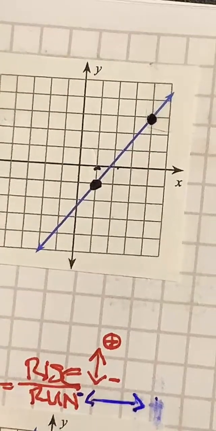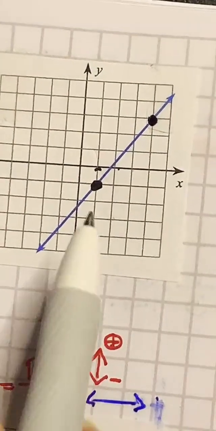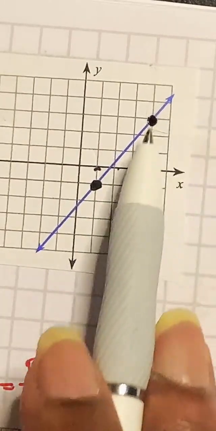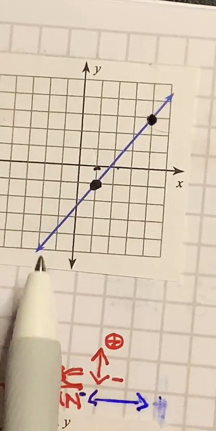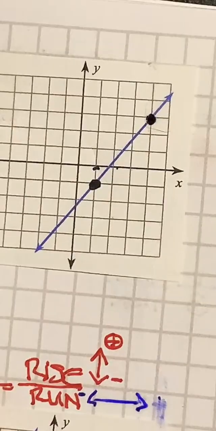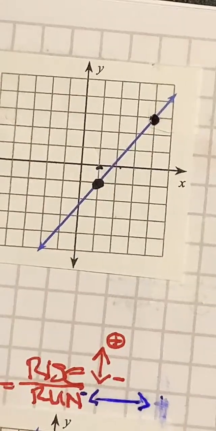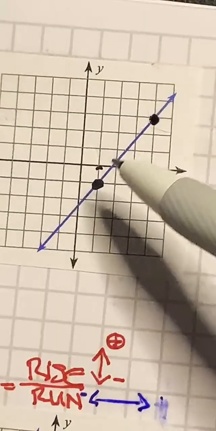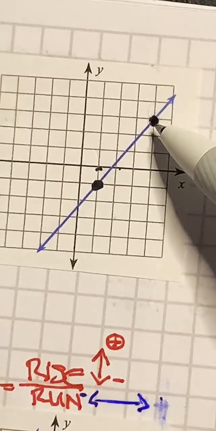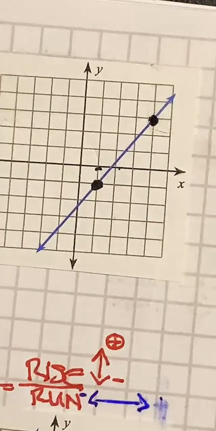Now looking at your graph, from left to right, it's increasing. So we know it's a positive slope. If you ever get any answer choices that say a negative slope, easily eliminate them. Now we just need to count from this point on the line to that point on the line.